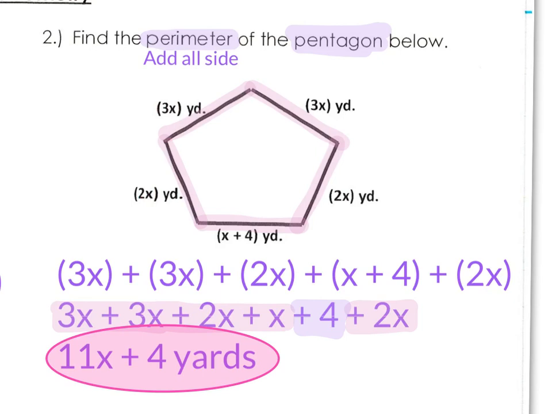This question was a real life question, so you could put YD if you wanted, but I just wrote out what that means. It means yards. So the final answer is 11x plus 4 yards. Okay, let's try another one.